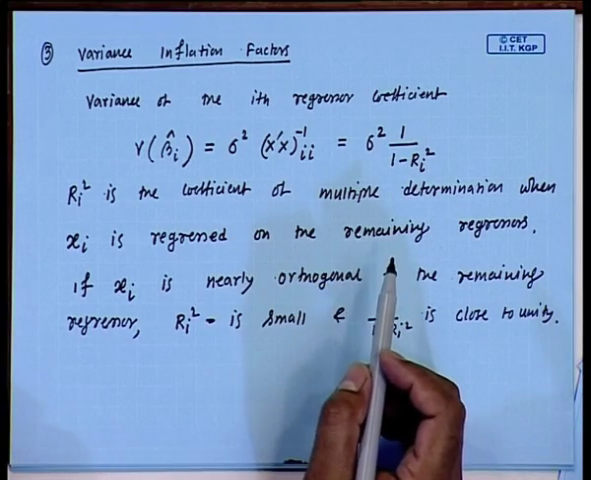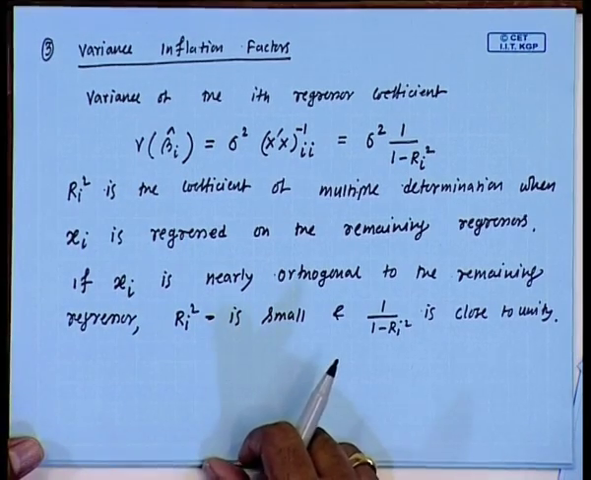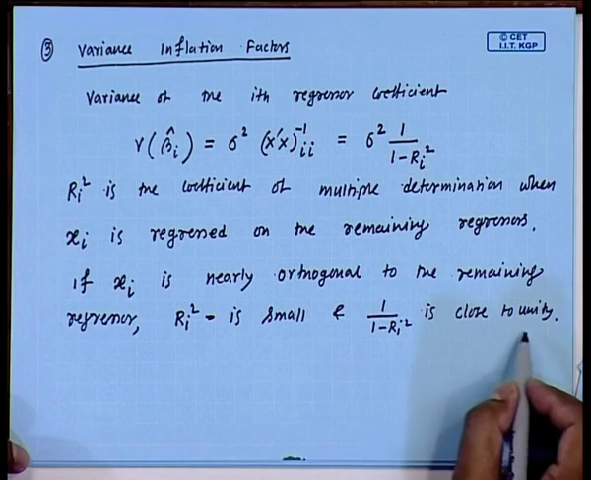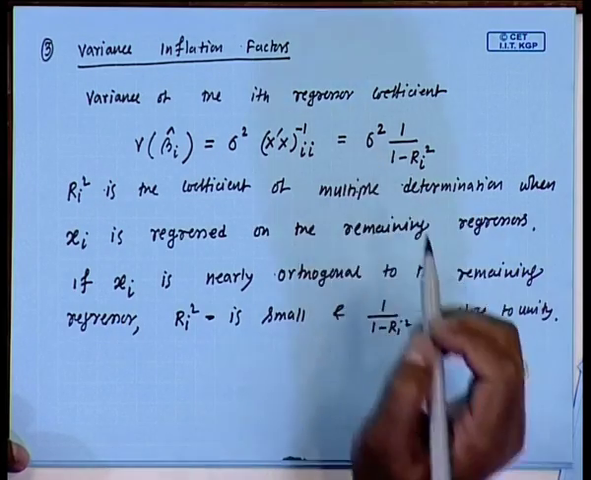Well, the meaning of this is that xi is nearly orthogonal to the remaining regressors. That means xi is independent of the remaining regressors. That means there is no linear dependence associated with xi. I mean xi can't be represented as a linear combination of the other regressors. Then the coefficient of multiple determination when you are regressing xi on the remaining regressors will be small, the value of 1 by 1 minus r square is close to unity, and the variance of beta I hat is going to be close to sigma square.